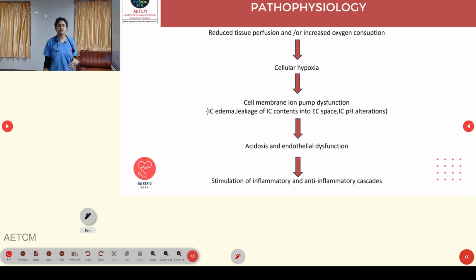Coming to the pathophysiology of shock, there will be reduced tissue perfusion and/or increased oxygen consumption, which may cause cellular hypoxia. This may cause cellular membrane ion pump dysfunction, which causes intracellular edema. The intracellular contents may leak to the extracellular space. Then intracellular pH alterations may cause acidosis and endothelial dysfunction, and it stimulates the inflammatory and anti-inflammatory cascades.